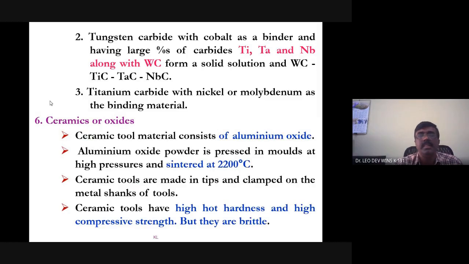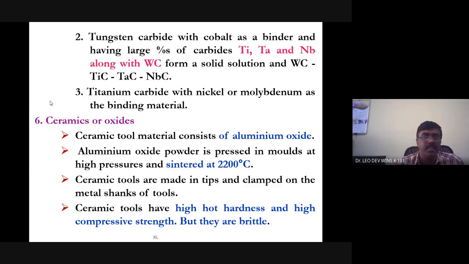Then tungsten carbide with cobalt as binding again, but it will have other elements like titanium, tantalum, and niobium along with tungsten carbide. These are the materials which are added so that it will have some improved properties. Then titanium carbide with nickel or molybdenum as binding material. We can also have nickel or molybdenum as binding material, but the most commonly used binding material is cobalt.